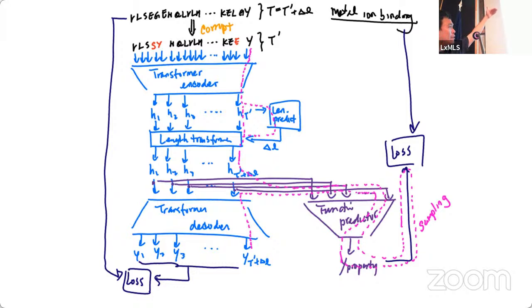Once training is done, let's focus on the dotted, let's say, pink line curve. We feed it in, and then we send it to the function predictor. We compute the gradient of the loss according to the target property we want. Then we perturb it a bit according to the gradient, and then we decode it out. And that's how we do one step of sampling.